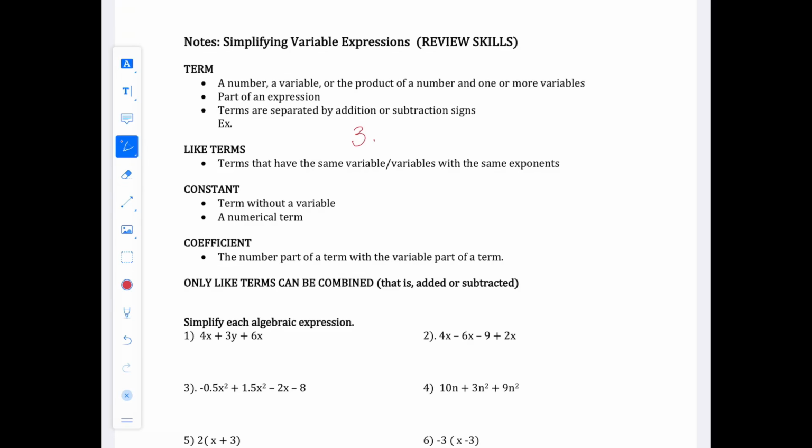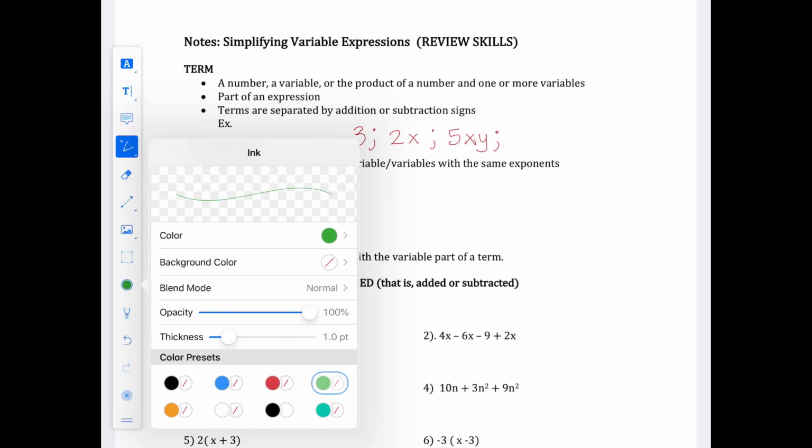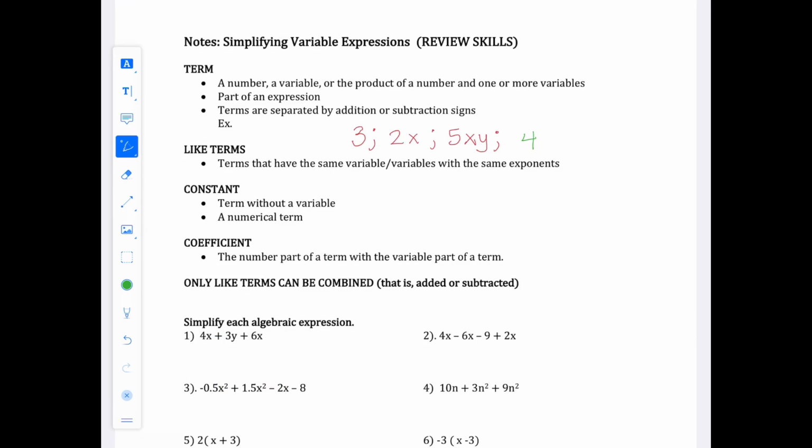So a term could be 3 or 2x or 5xy. These are all terms. When we have more than one term, they are separated by either addition or subtraction. So the ones presented right now are just one term each. But for example, if I had 4x minus 1/2 z, these are two terms. The first term would be 4x, and subtracted from it would be the second term, 1/2 z.